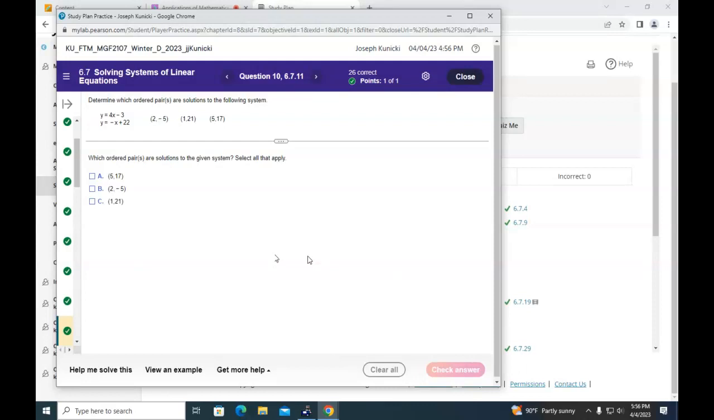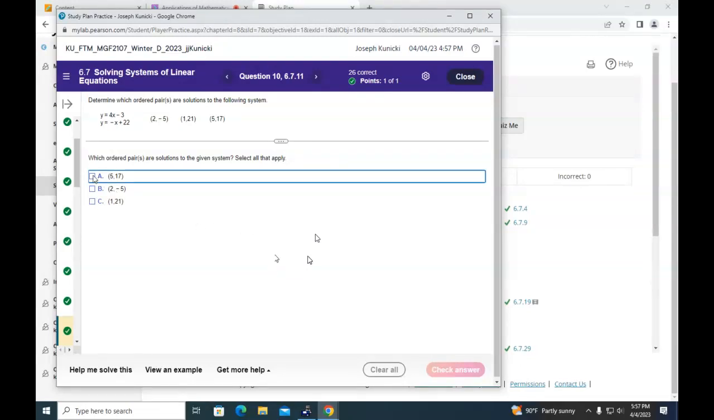All right, so if I plug in 2 for x, I get 8 minus 3 is 5, so it's not -5, so I can move on. Now I plug in x equals 1, I get 4 minus 3 is 1, so that doesn't work. And the last one, if I plug in 5 for x, I get 20 minus 3 is 17. So it works in the first one, and now if I plug in 5 in the second one, I get -5 plus 22 is 17. So that's the solution. It satisfies both equations simultaneously.